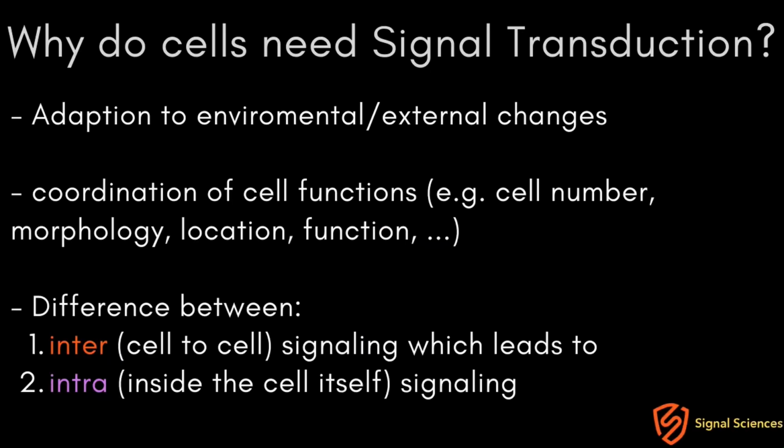Why do we need cell signal transduction? Well, our body needs to adapt to environmental and external changes. And our body has to coordinate our cell functions, for example, the cell number, morphology, location, or function. We make a difference between two different cell signaling ways. One is intercellular signaling, which means that one cell is communicating with another cell, which leads to intracellular signaling. This means signaling paths that are initiated in the cell itself.